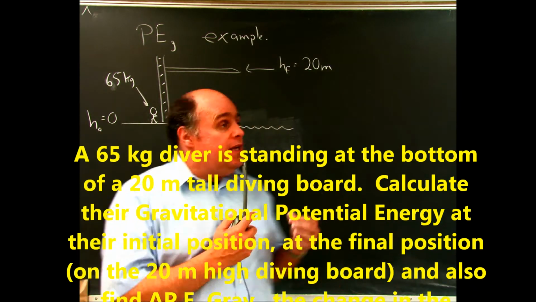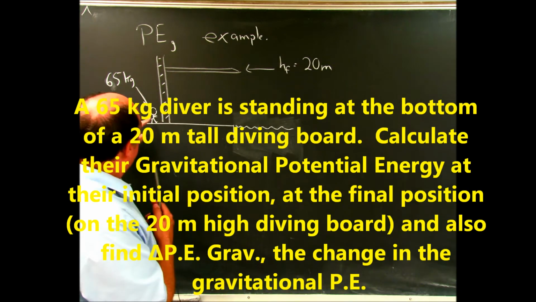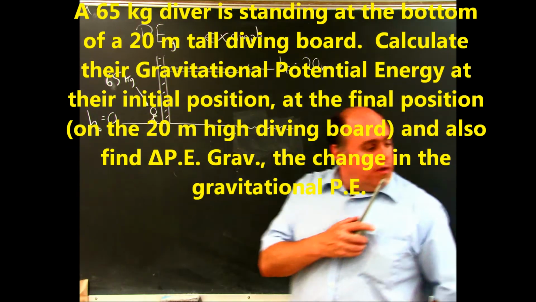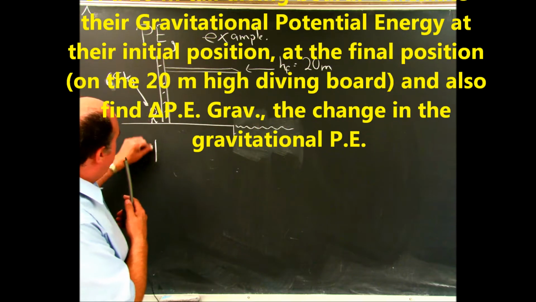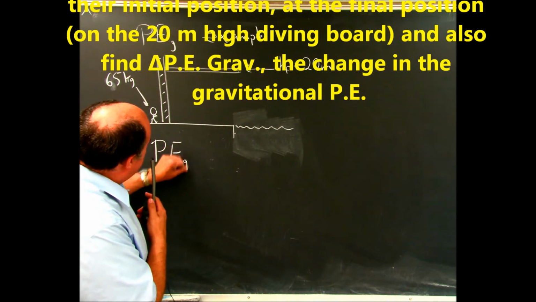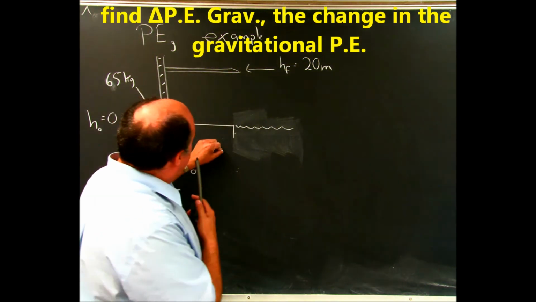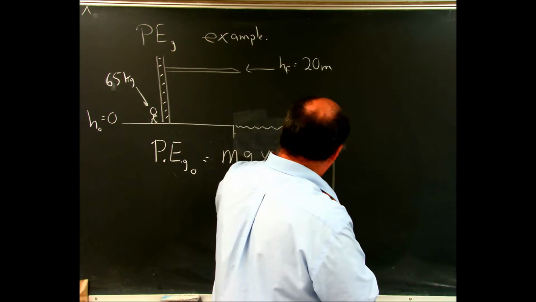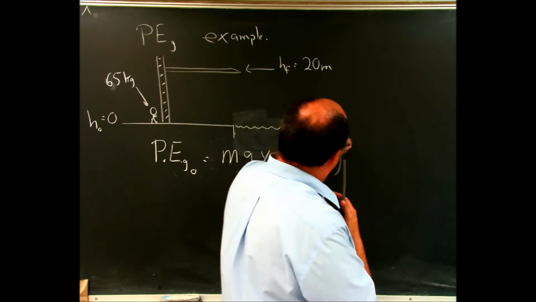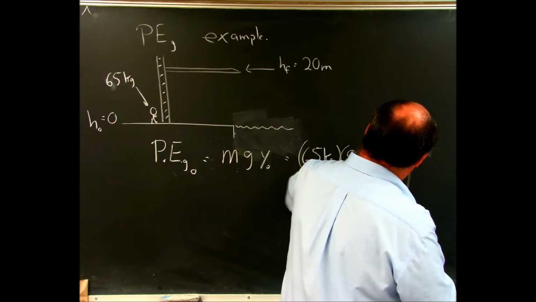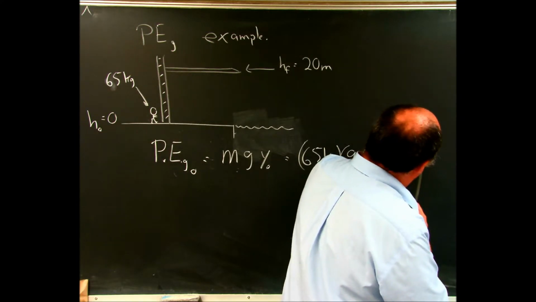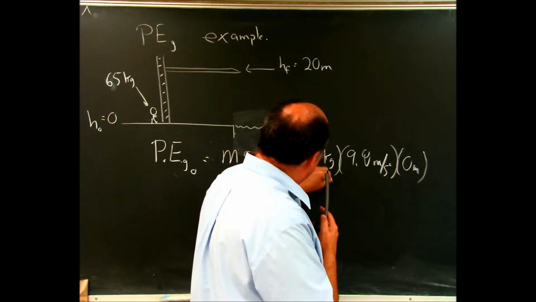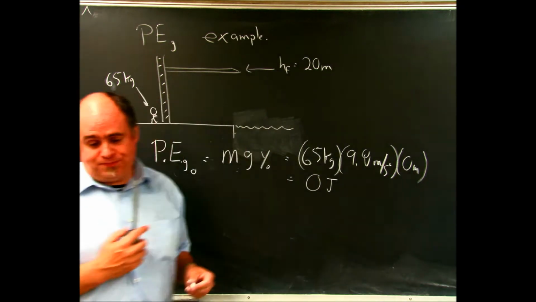So you see, if I find the potential energy at the beginning, so they're going to start here. So I might say the potential energy gravitational at the beginning is equal to mass times gravity times the height initially. So I plug that in. 65 kilograms times 9.8 times 0 meters. Well, this one's easy to calculate. Anything times 0 is 0. So they have 0 joules of energy.